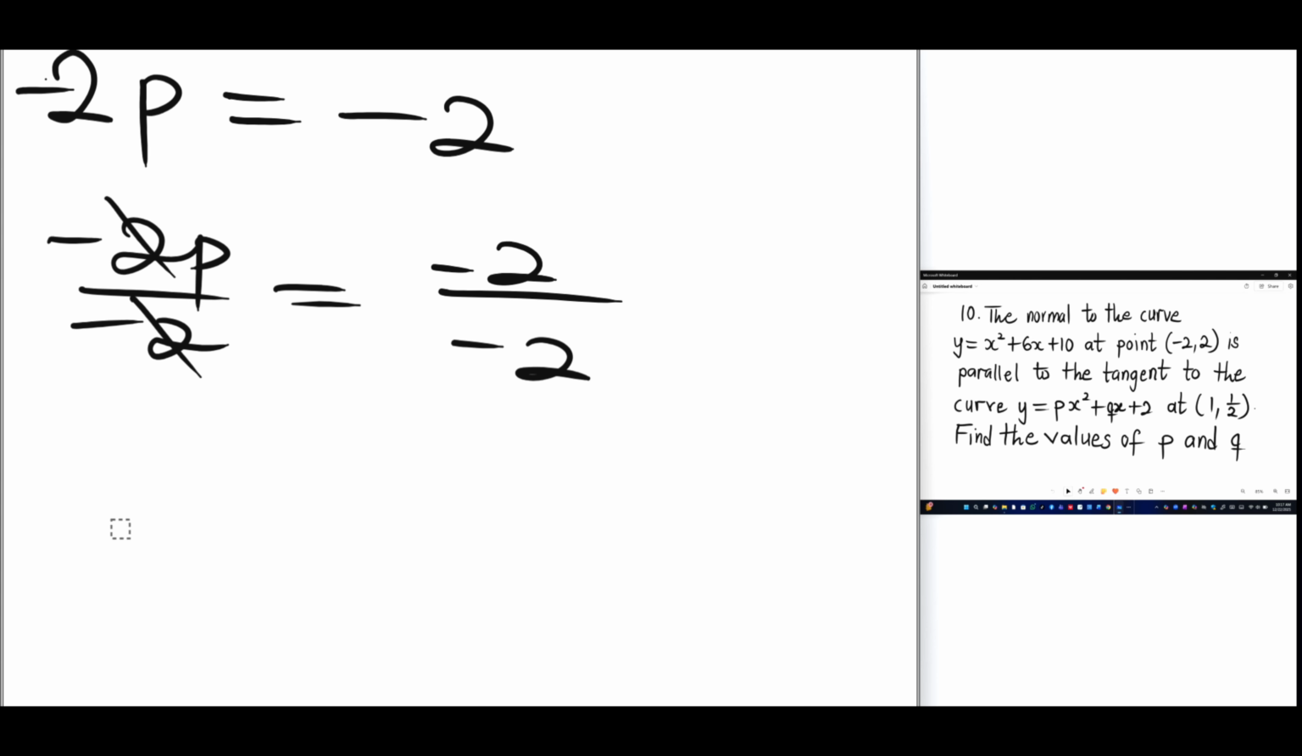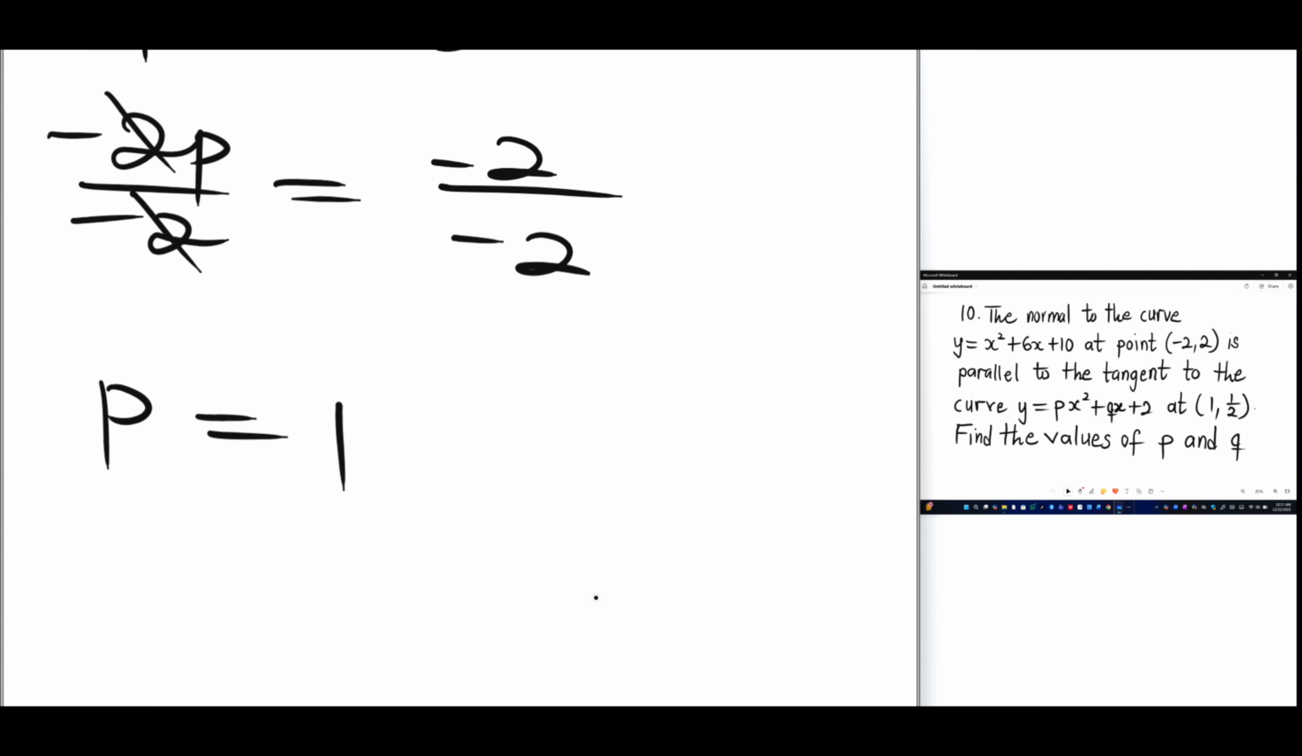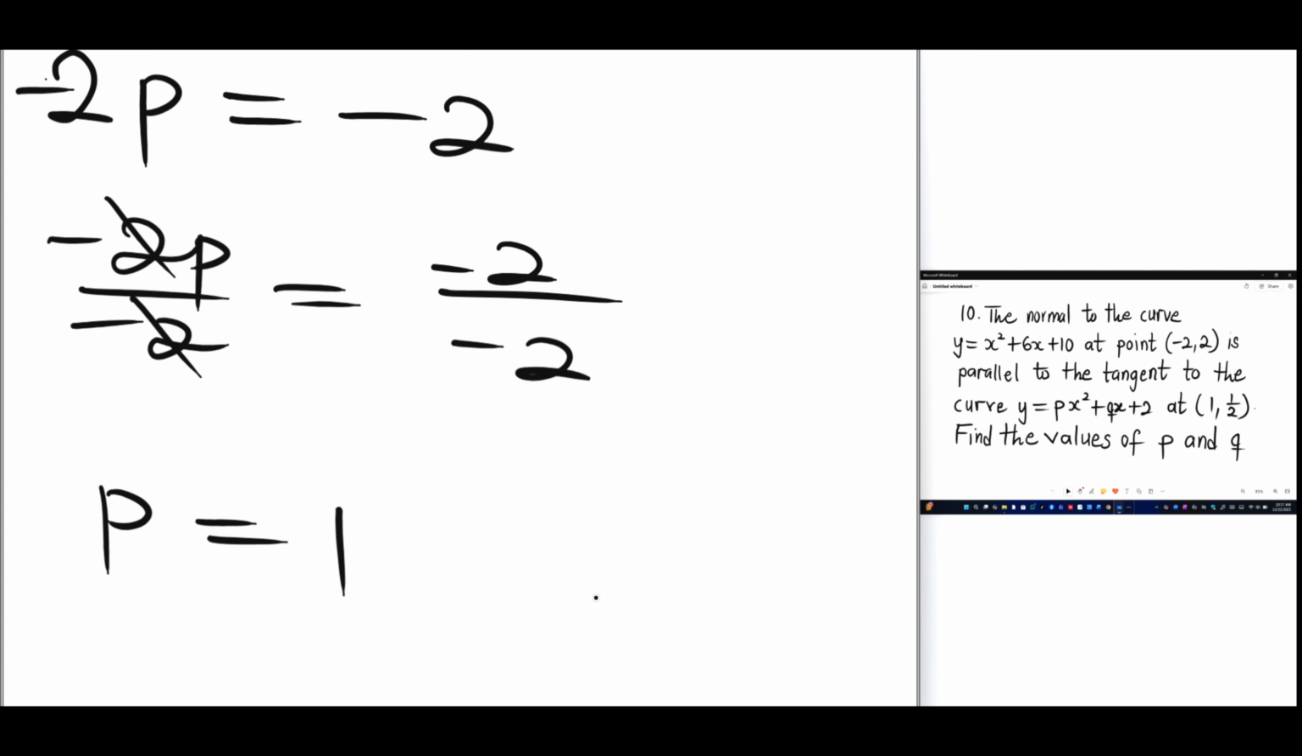We are left with p, and we have here negative 2 divided by negative 2. We have the result to be 1. Okay, so the value of p is equal to 1. Now we have to obtain the value of q.